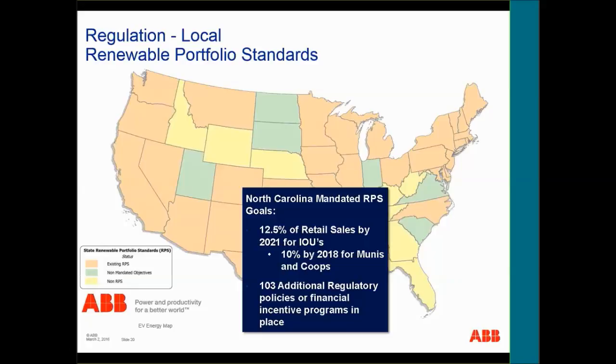It's due by 2021 for IOUs and by 2018 for municipalities and co-ops. And that's the other big difference, is that North Carolina's goals also apply to municipalities and cooperatives. So the aggressive nature of the goals and the amount of regulations and incentives that are in place at a local level give a lot of benefit to developers in that area.